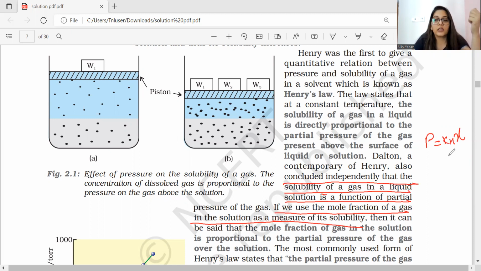And that's why we are writing it like this. So then it can be said that the mole fraction of a gas in the solution, mole fraction of what? Of the gases, right? Because we are only concerned about the moles of gas. So the mole fraction of gas present inside that liquid at that one particular pressure is going to tell us about the solubility of that gas, right?